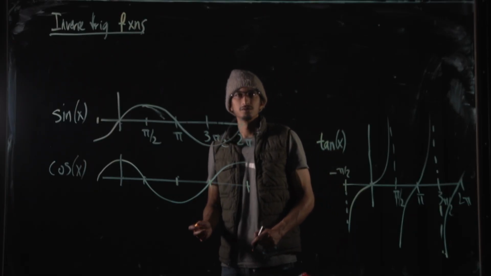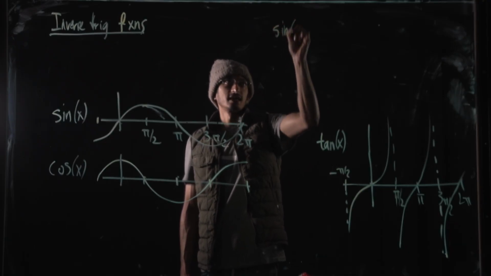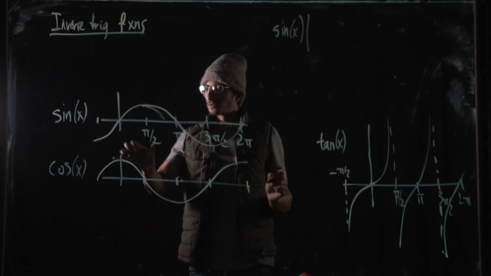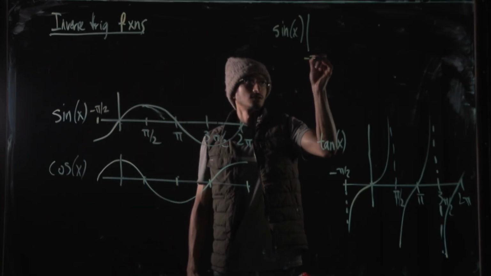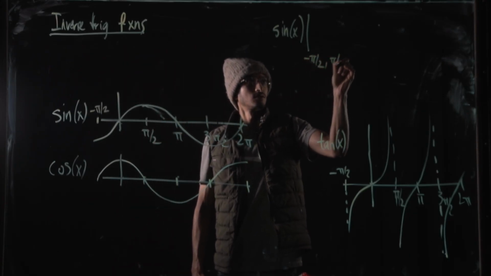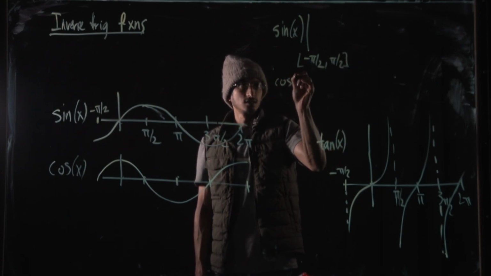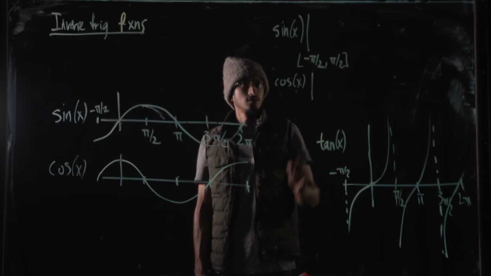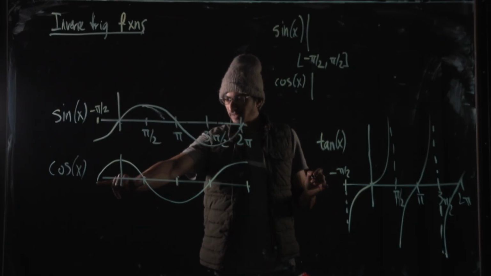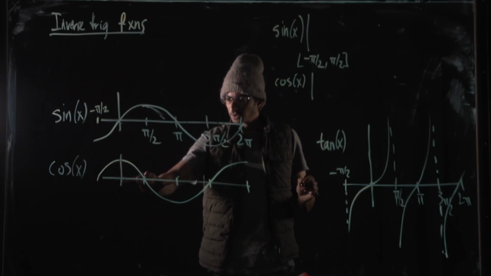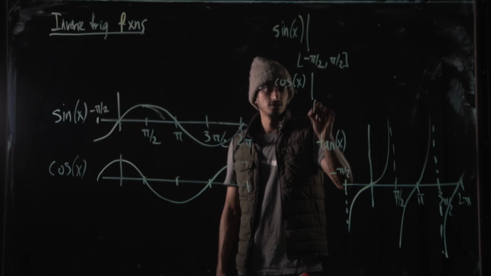So what I'm going to do is restrict sine of x to negative pi over 2 to pi over 2. And cosine x, well, if I do the same thing, this won't be a one-to-one function, but if I do from here to here, this will be a one-to-one function. So restrict it from 0 to pi.